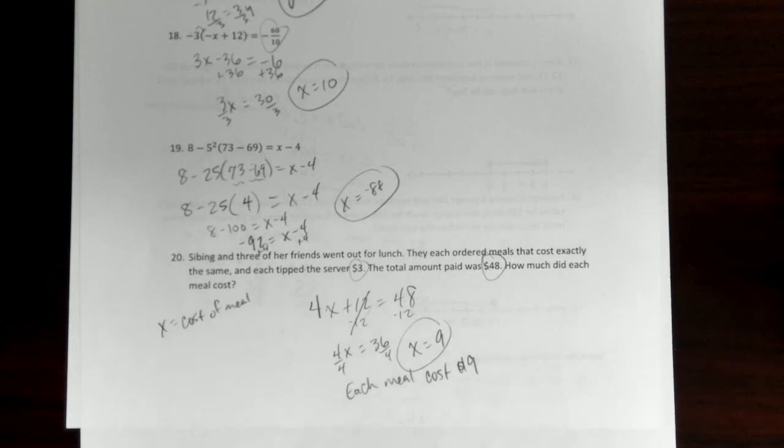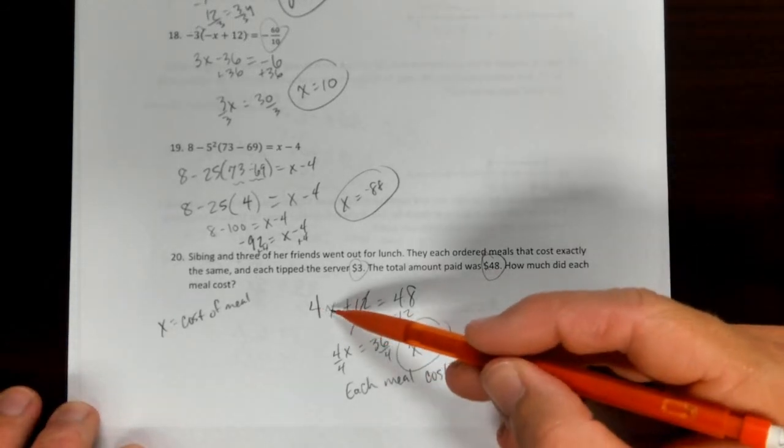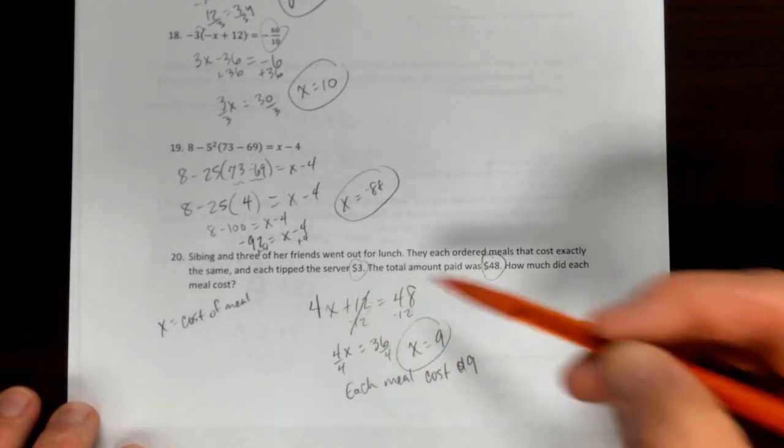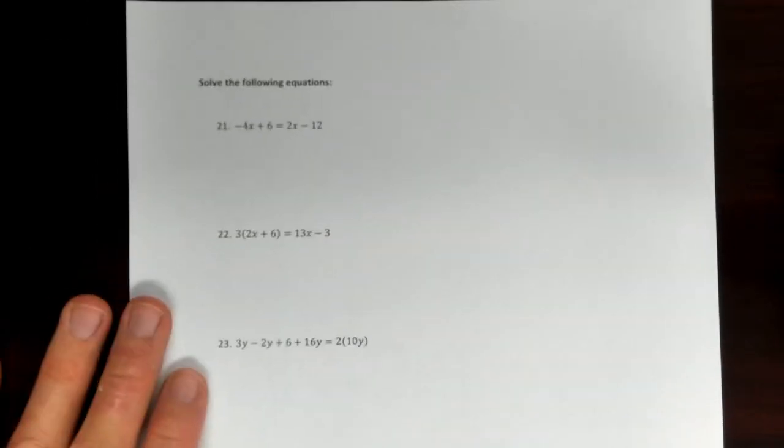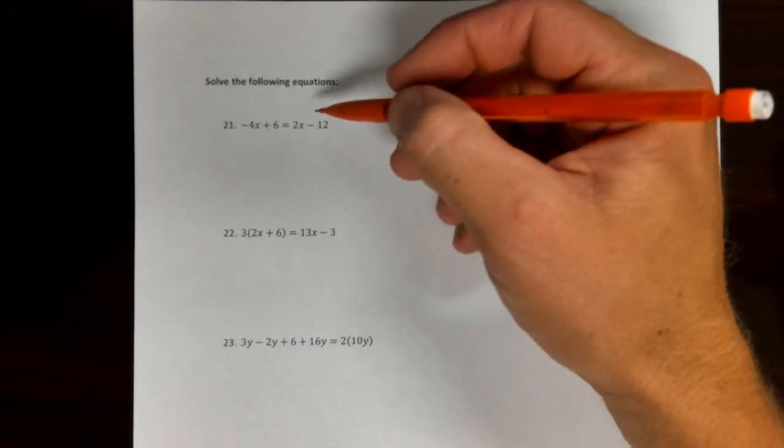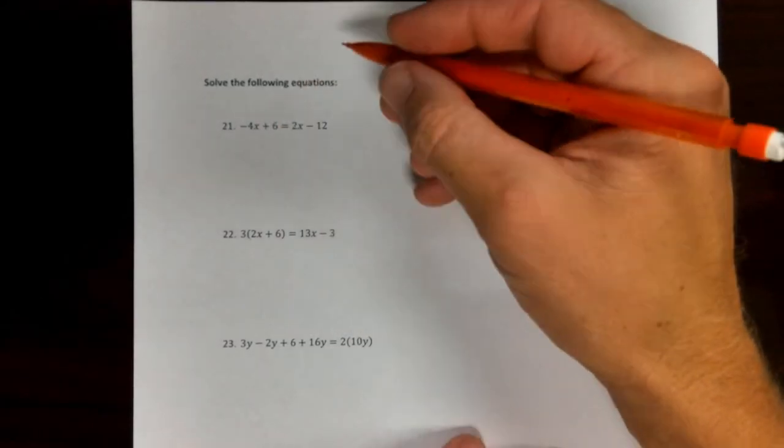Again, if you're not sure if that's correct, we can always plug it back in. 4 times 9 is 36 plus 12 equals 48. Bam. Moving right along. We're solving more equations. We got a variable on both sides here. Okay, I need to get my variables together. I need to get my numbers on the other side.